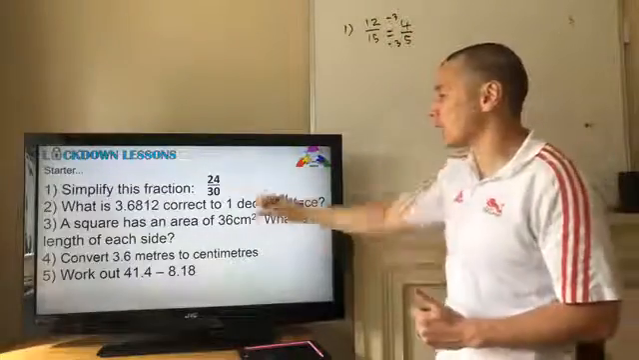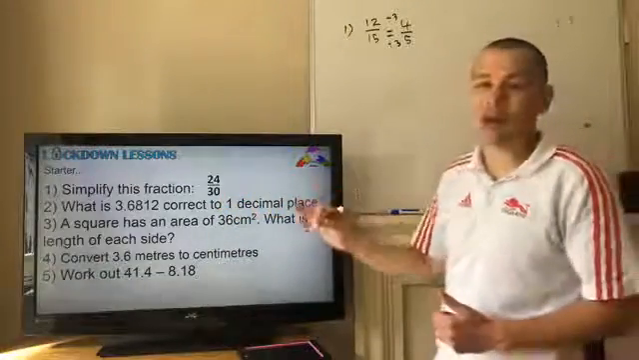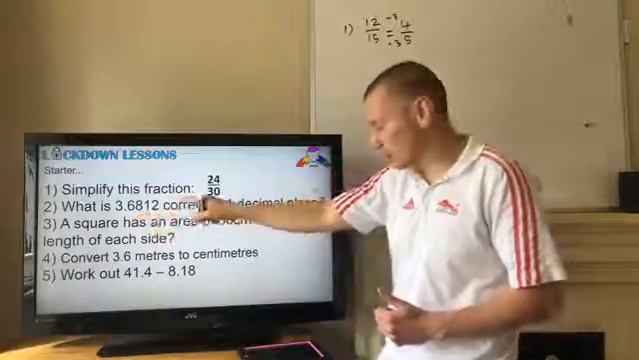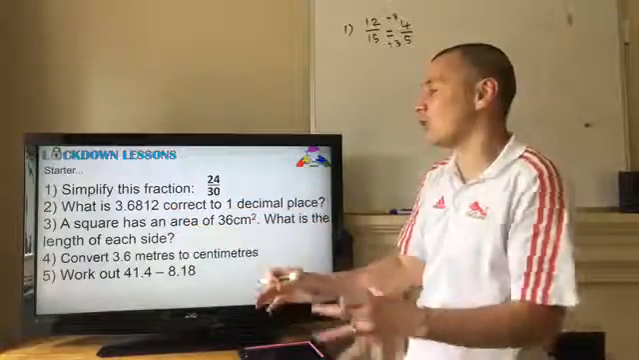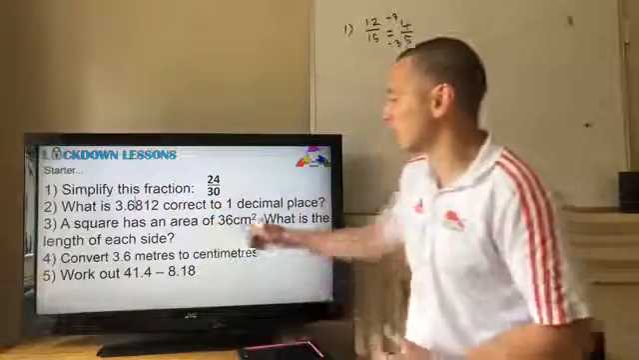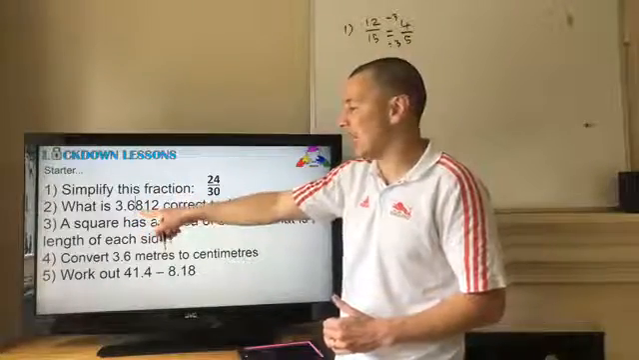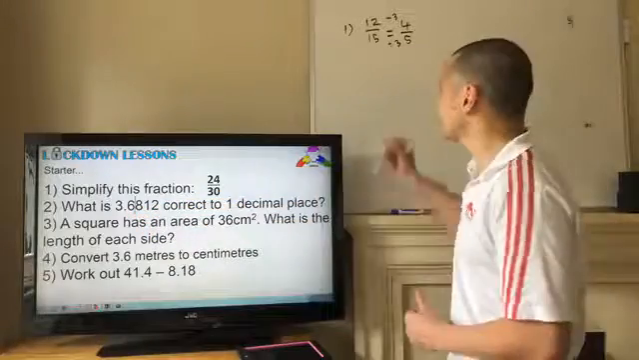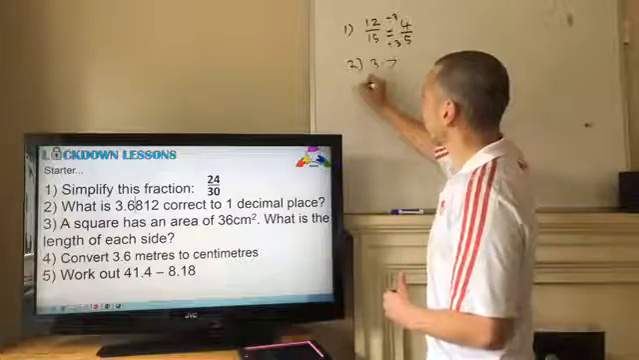Okay, question 2. What is this correct to one decimal place? This is a rounding question. This does not mean times it by 10. So the answer is not 36.812. You are not timesing it, you are rounding it. So you are rounding it, there goes your rounding line because that's one decimal place, and you look at the number after the 6, which is an 8. So that 6 is going to go up to a 7 because it's closer to that. So question 2 is 3.7.